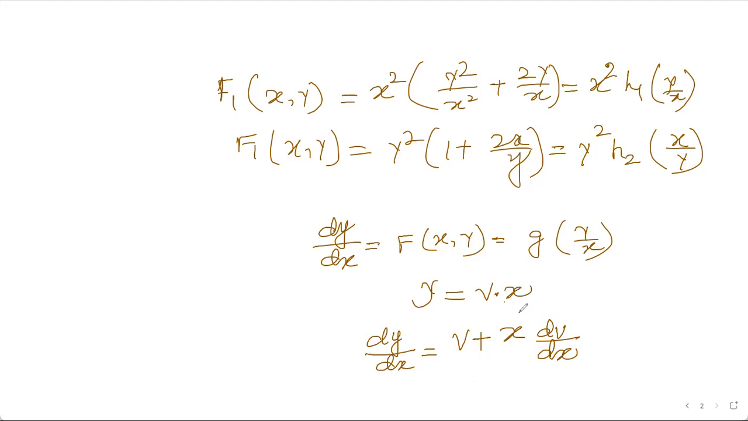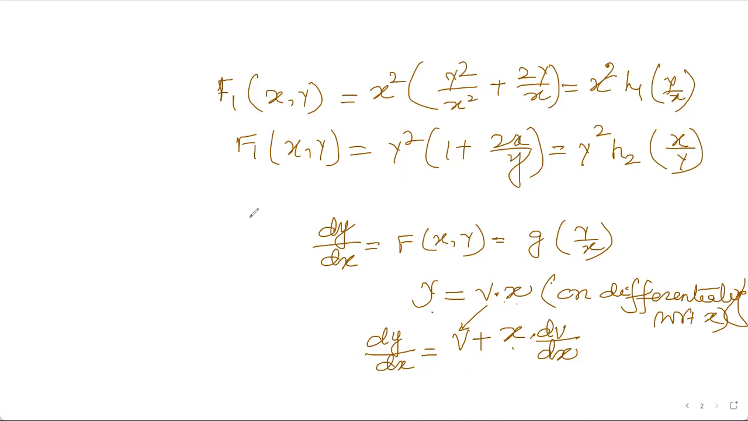Here I have differentiated that function with respect to x. With respect to x, I am getting first as it is, differential of second is 1, plus second as it is, differential of first with respect to x is dv by dx, by the product rule. So dy by dx equals v plus x dv by dx.